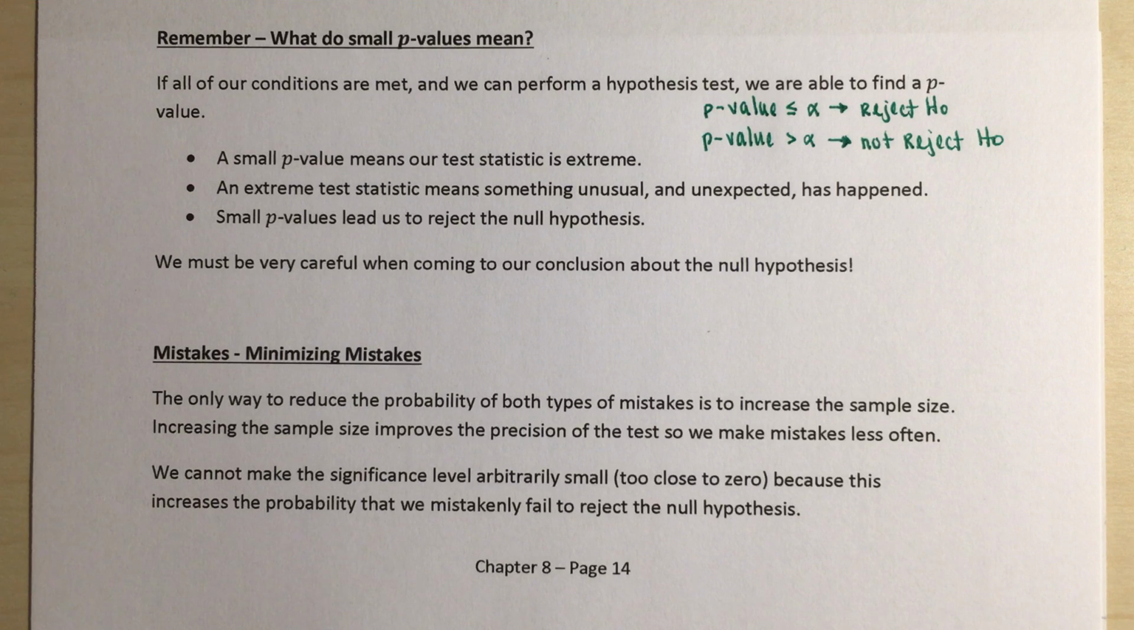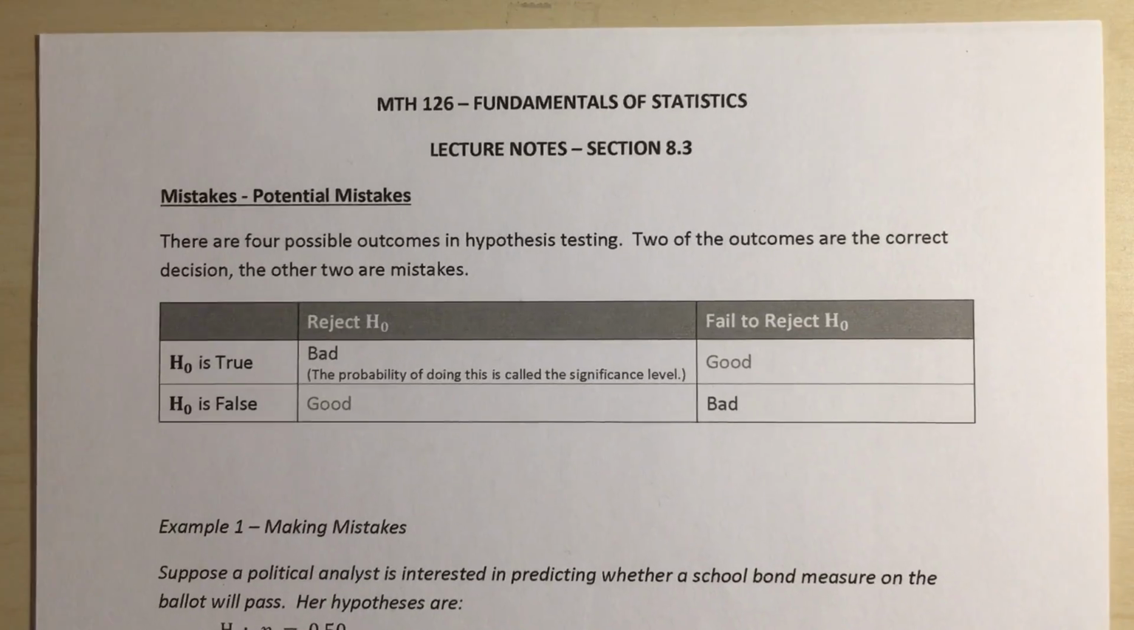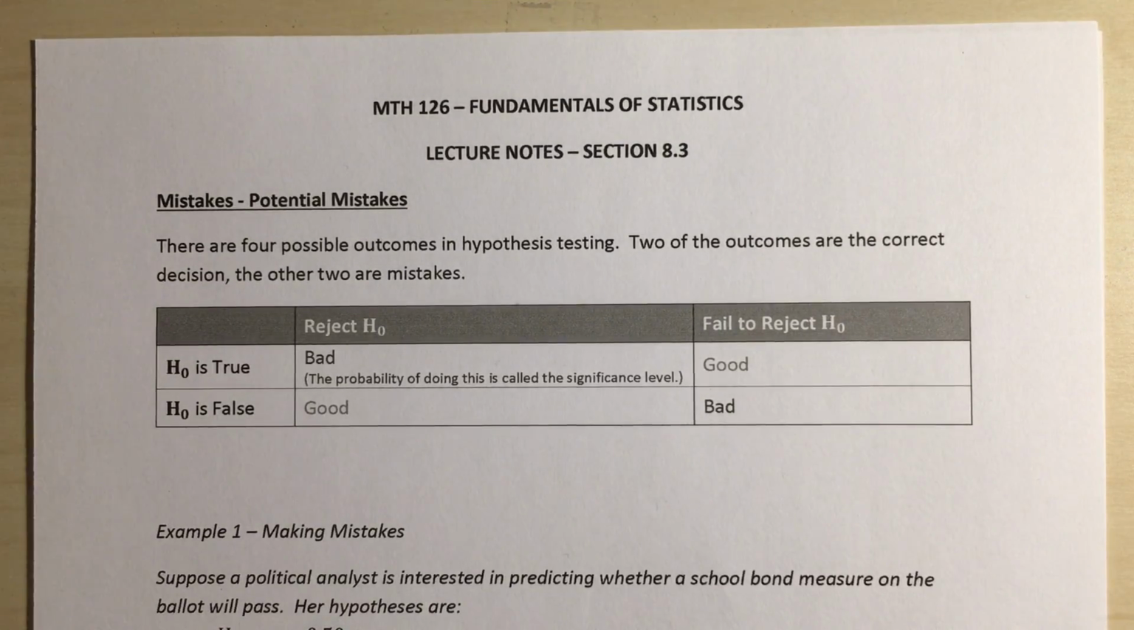So when we're doing these problems, we want to take measures to minimize our mistakes. We can't eliminate them totally, but we want to make sure that we do not make these mistakes when possible. Again, a reminder of the potential mistakes we can make. There are 4 possible outcomes in hypothesis testing. 2 of the outcomes are the correct decision. The other 2 are mistakes.